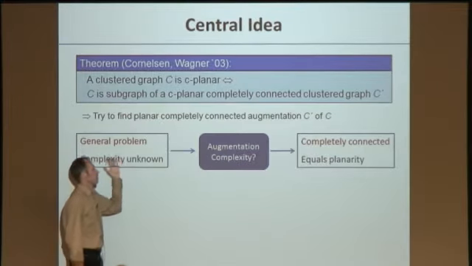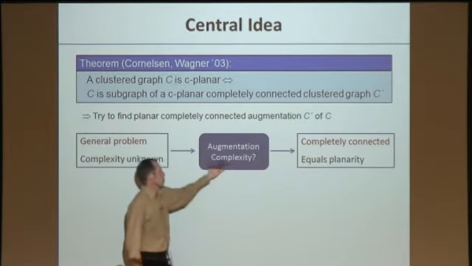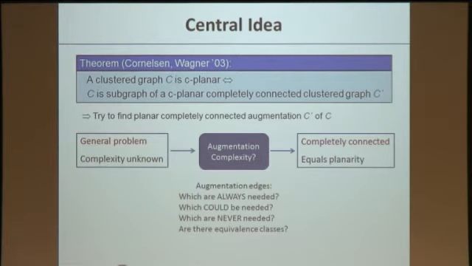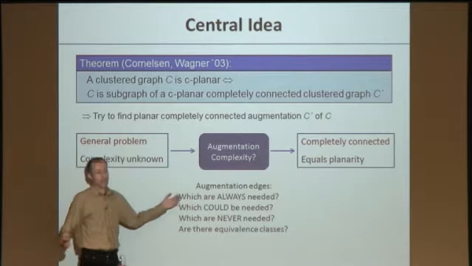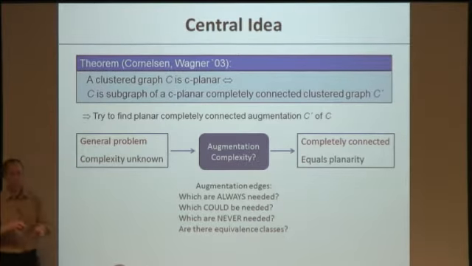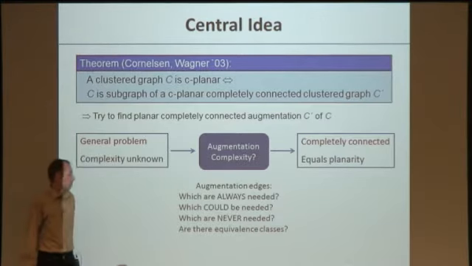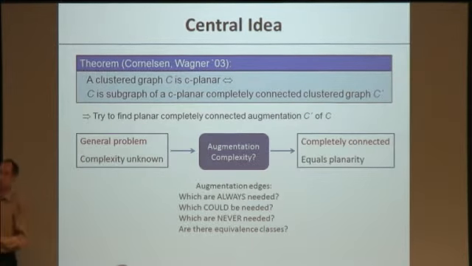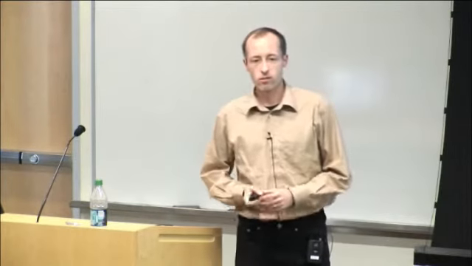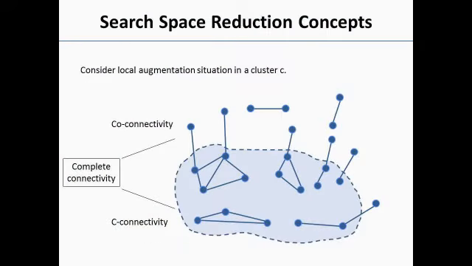Obviously, if we can augment a graph to be completely connected, this augmentation should somehow capture the whole complexity of the cluster planarity problem. So we can ask questions like, which edges for the augmentation are always needed? So we have to add them, reducing the problem. Which could be needed, so they need to be in the pool when we search in our search space. Which are never needed, so we can just remove them from the problem. Or are there, for example, equivalence classes where we know we can just pick one of the edges, but we don't know exactly which one we need. So here comes our result into play. The search space reduction characterizes a set of sufficient edges, and especially a set that is smaller than the whole set of augmentation edges.